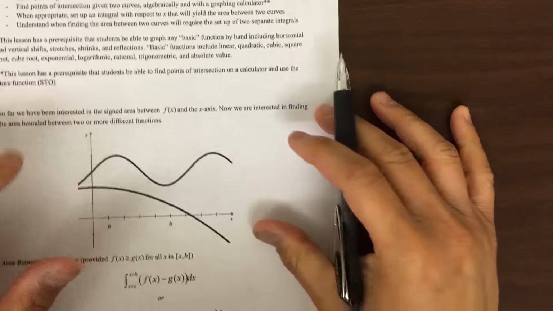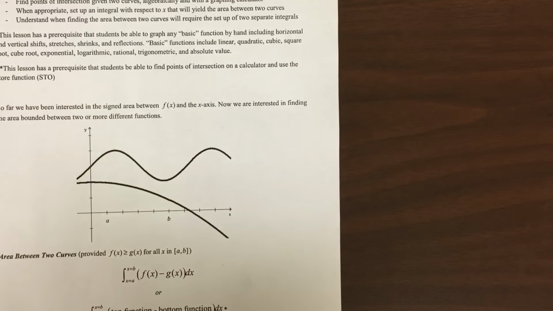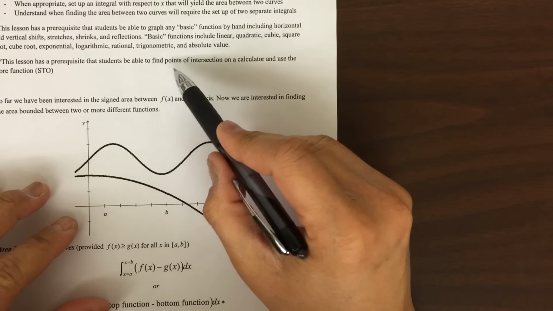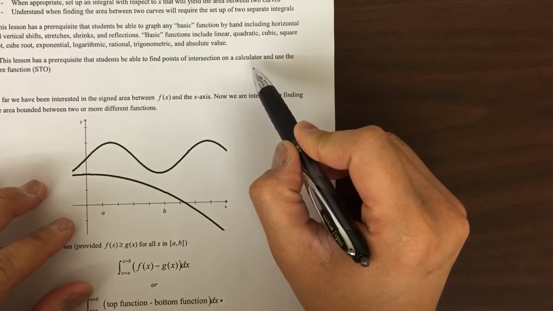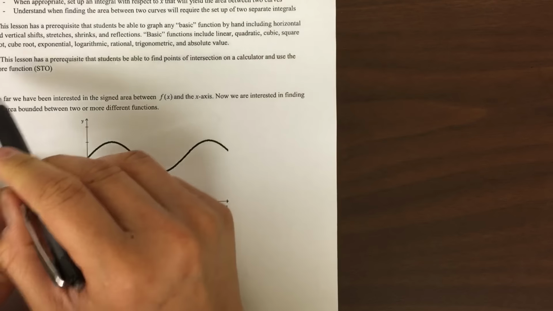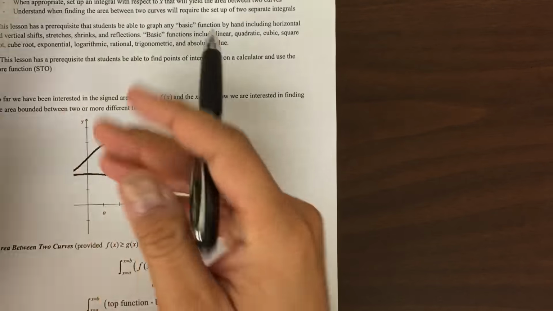Also, this lesson has a prereq that you are able to find points of intersection between two curves on a calculator and use the store function, STO, which is right here.